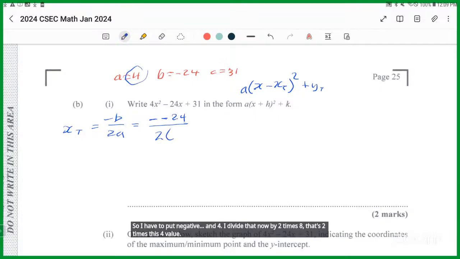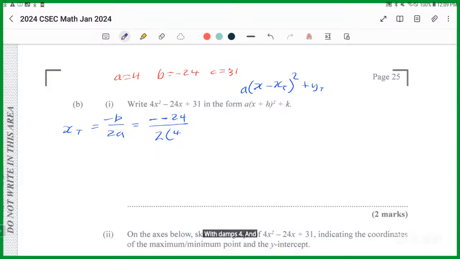2 times 4. And I gave you this question because I wanted to show you something new that I have not shown you as yet. So this works out to a positive 24. This works out to be 8. 24 divided by 8 is actually 3. So this is the x value at the turning point.